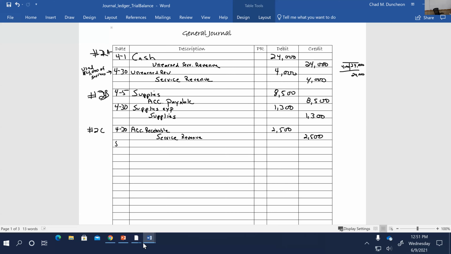On May 10th, when they were to pay us, now our cash goes up by 2,500. And we can credit here our accounts receivable. We can make it go down because they no longer owe us. And notice that we received the cash on May 10th, and we did not put anything into revenue. All of the revenue went in on the date that the service was actually performed.